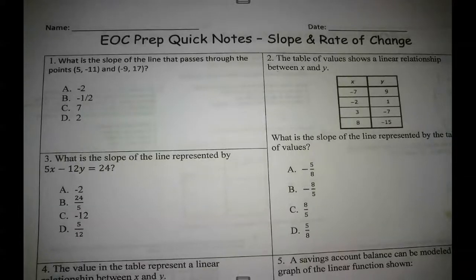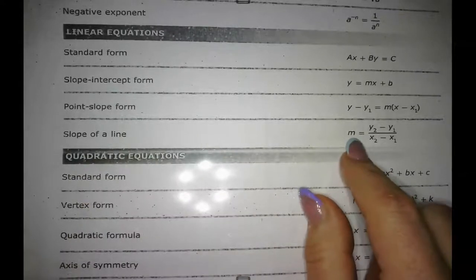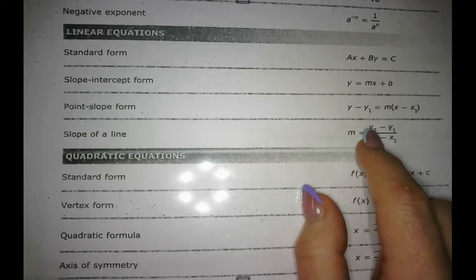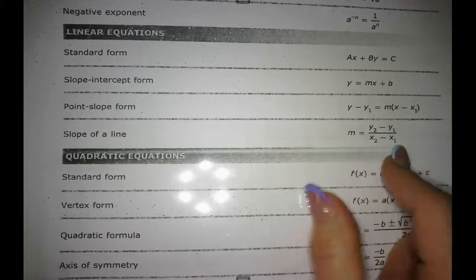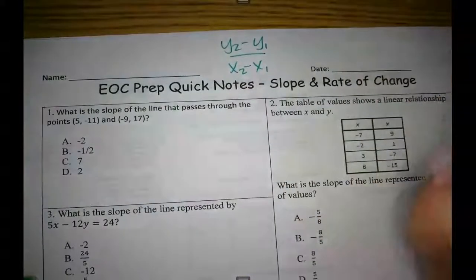Let's review our slopes and our rate of change. In order to do slope and rate of change, I do need to know my slope formula. On my reference sheet, slope of a line, remember slope is represented by m, so m equals y2 minus y1 over x2 minus x1. So this is the formula we're going to be using. If you don't remember it, it will be given to you.